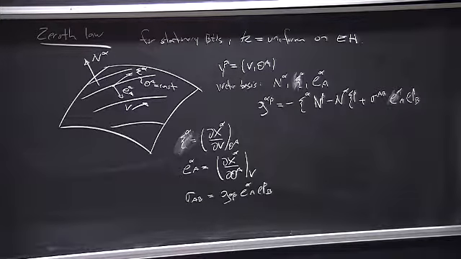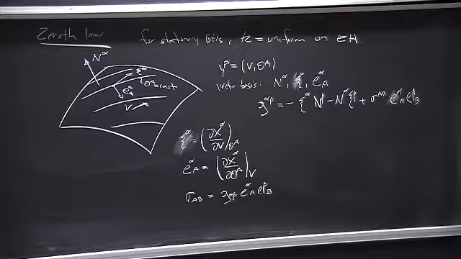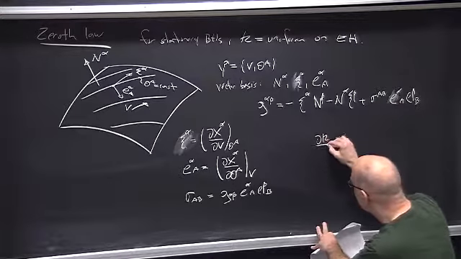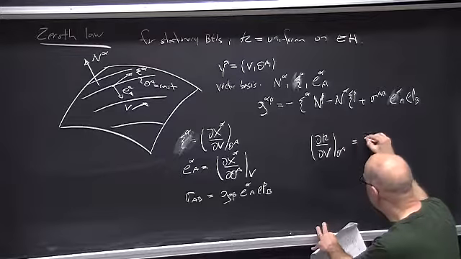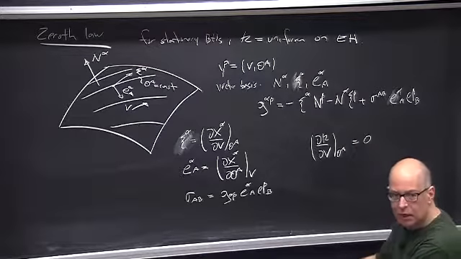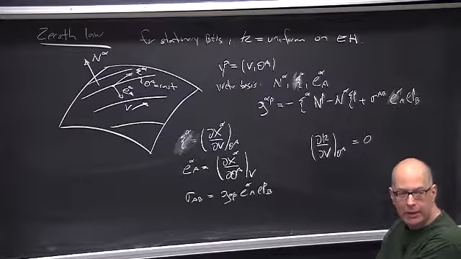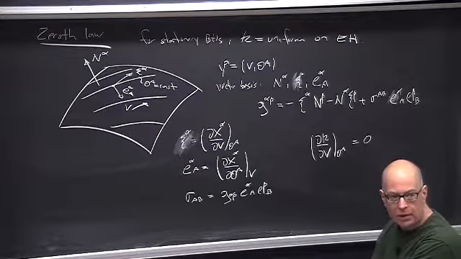What I want to do to prove the theorem, I need to prove two things. I need to prove that kappa doesn't change if I move along a single generator. That will be the easy one to prove because it follows pretty much directly from the Killing symmetry. Nothing changes as you move along the Killing vector, including kappa. So that's not the hard part.